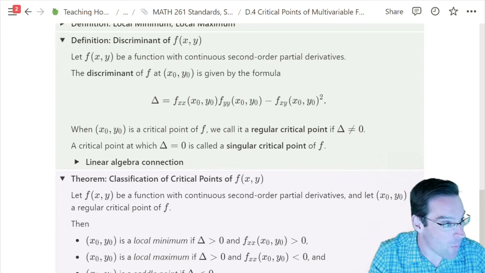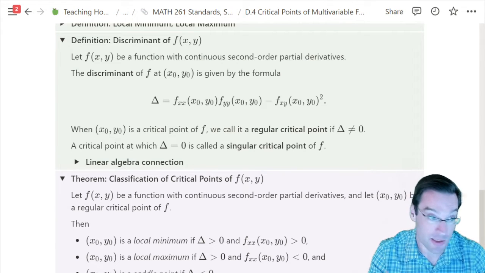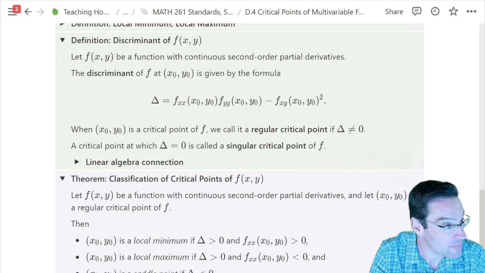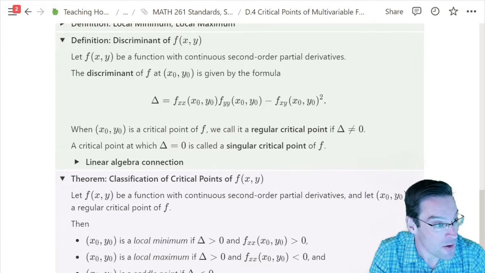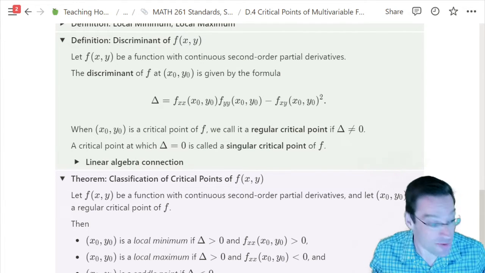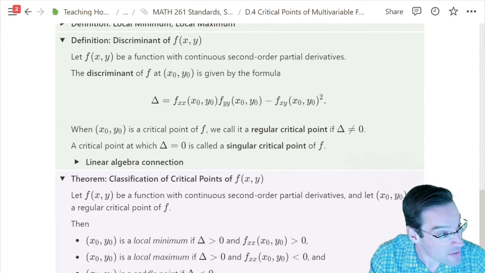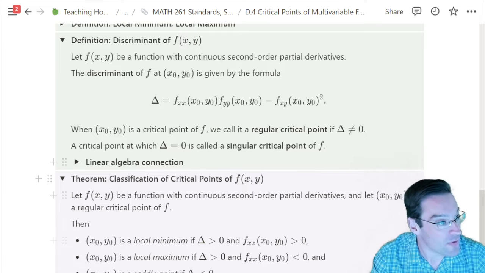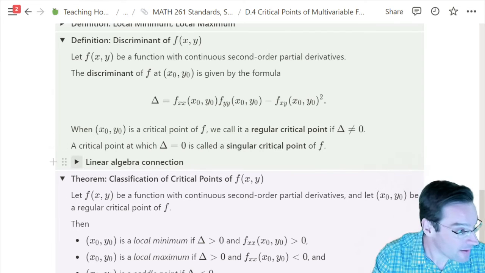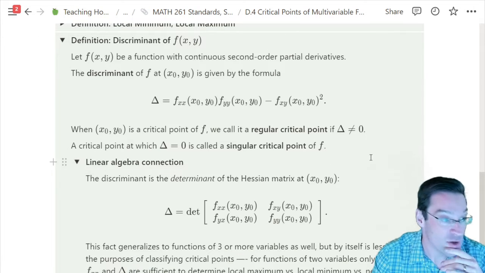Just a couple words about why this funny quantity, the discriminant of a multivariable function, has the power to tell us whether we have a local max or min or whether we have a saddle point. Why can it do that? First of all, where did this quantity even come from? Well, it comes from a determinant.